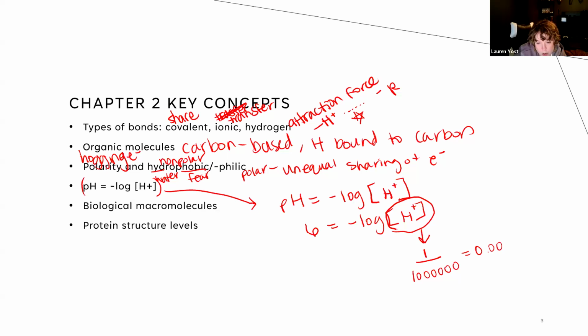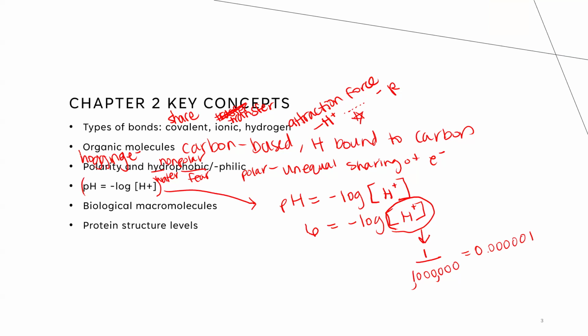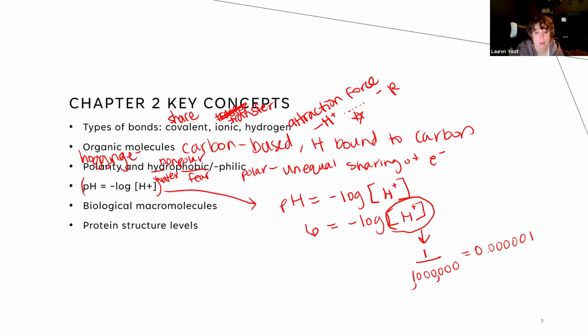1, 2, 3, 4, 5, 6. That's the actual concentration of the hydrogen ions for the pH number to be 6. If you plug in 1 over a million as the concentration, the negative log of 1 over a million is 6, because log is a base 10 thing.